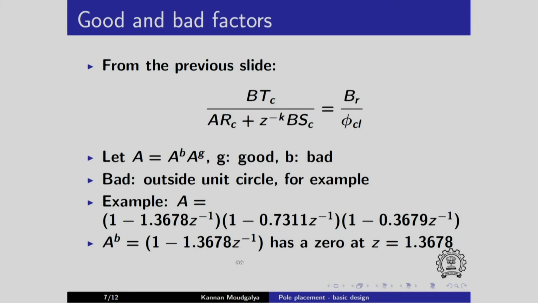Okay? In other words, we say that this factor AB has a 0 at 1.3678. In fact, from now on, whenever you see a factor like this, you should immediately see this to be the 0 of this term. So the 0 of this term is 0.7311. For the third term, it is 0.3679. We call it AB because it has a 0 outside the unit circle. Whatever is left after that is considered good, so we call it AG.